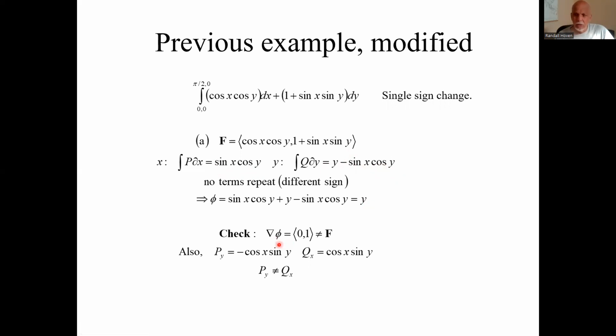And then when I check, see if the gradient of that equals F, no, it does not equal F. And if I check this other condition, I see that that's not true either. This is not a conservative vector field. I could still get a phi, but it's not the true potential. This guy's gradient does not equal F. You could find a phi, but if its gradient doesn't equal F, you don't have a conservative vector field, and you can't use this method.